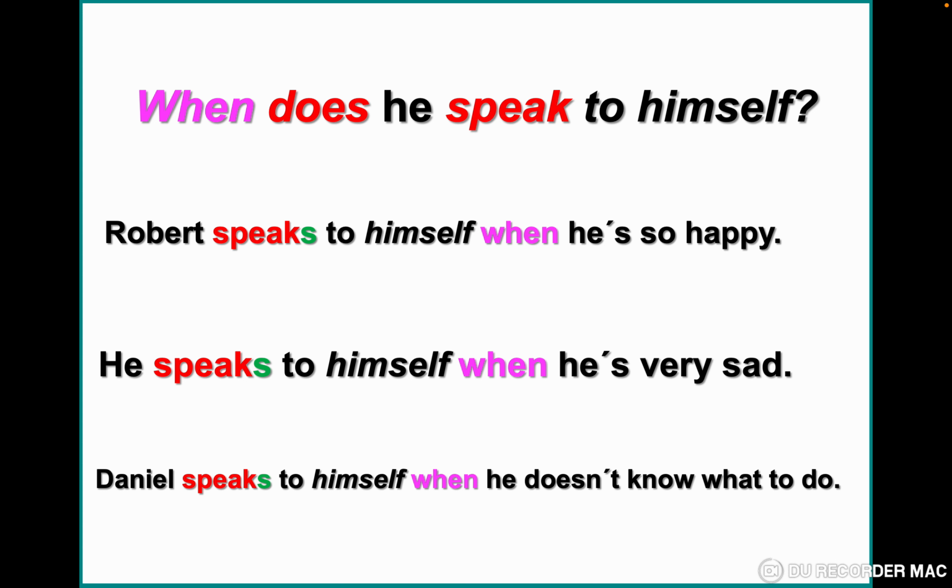When does he speak to himself? Robert speaks to himself when he's so happy. He speaks to himself when he's very sad. Daniel speaks to himself when he doesn't know what to do.